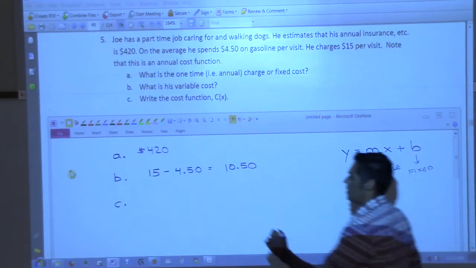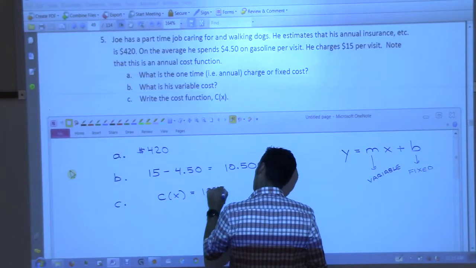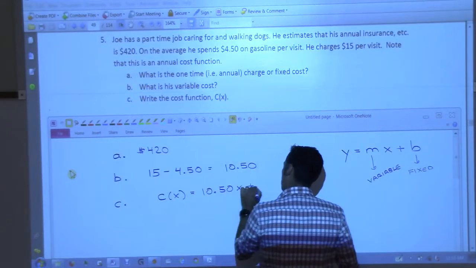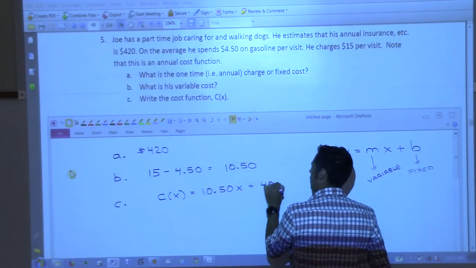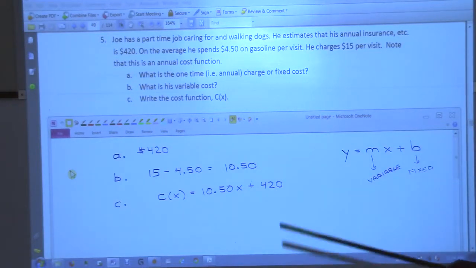C of X. 10.50 X, plus 420. Plus 420? What do y'all think? Or is it minus 420? Minus 420. Is that 420 money you're making, or it's minus?